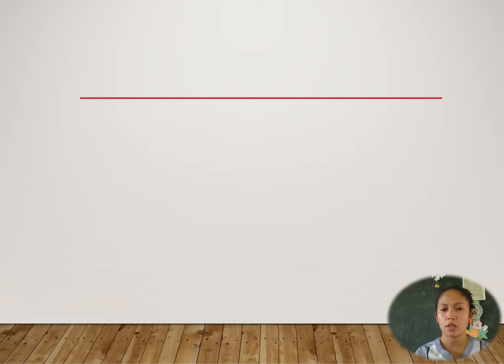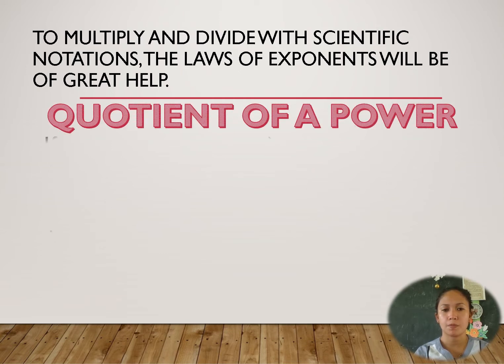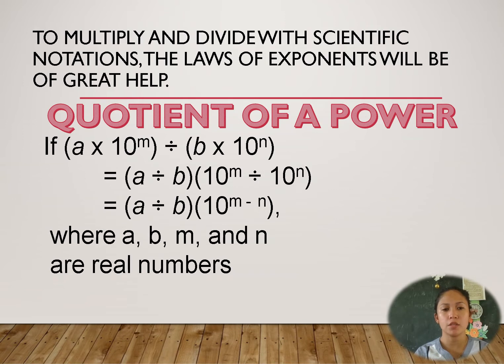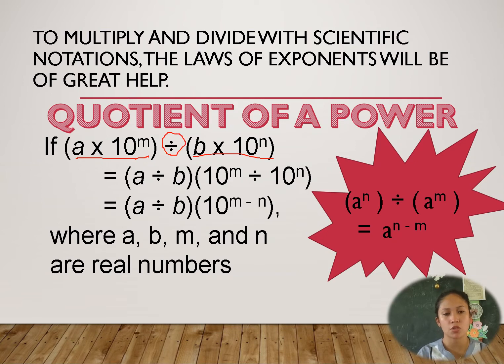Another important law of exponent that you should learn is the quotient of a power. It is in this pattern. If a times 10 to the power of m divided by b times 10 to the power of n, then your first scientific notation here is a times 10 to the power of m, and your second scientific notation is b times 10 to the power of n. And take note, the operation here is division.